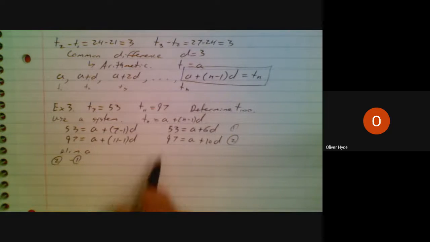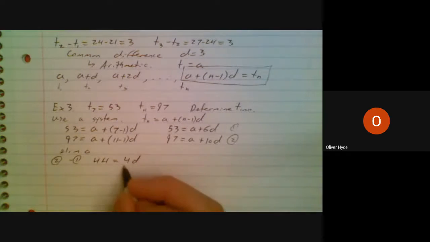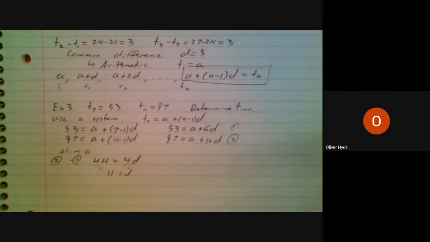So if I have 97 minus 53, that's going to be what, 44? And a minus a will be 0 a's, 10d minus 6d will be 4d's. Then I just have a linear equation that I solve by isolation. That tells me my common difference.